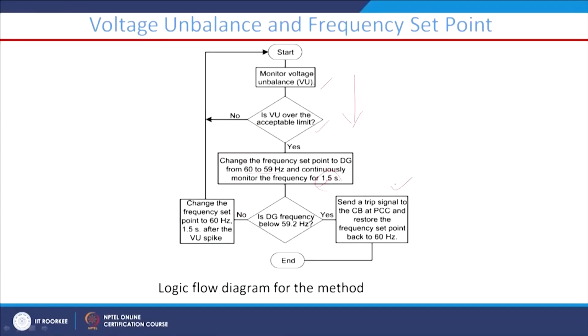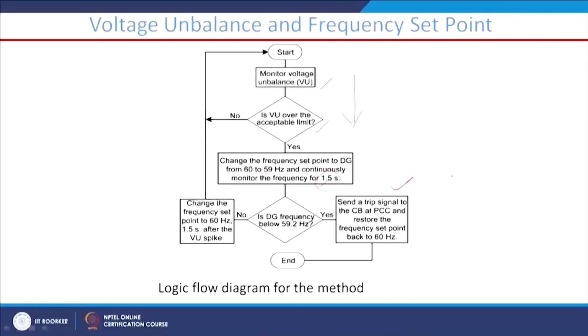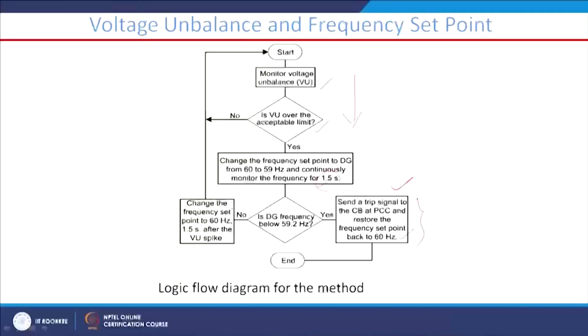If it is yes, then there is islanding. So we have to generate the trip signal, and that trip signal will open the circuit breaker at the PCC, and after that it will restore the frequency set point to 60 hertz. So, these are the steps. If it is no, then change the frequency set point back to 60 hertz, okay, and after the UV spike.